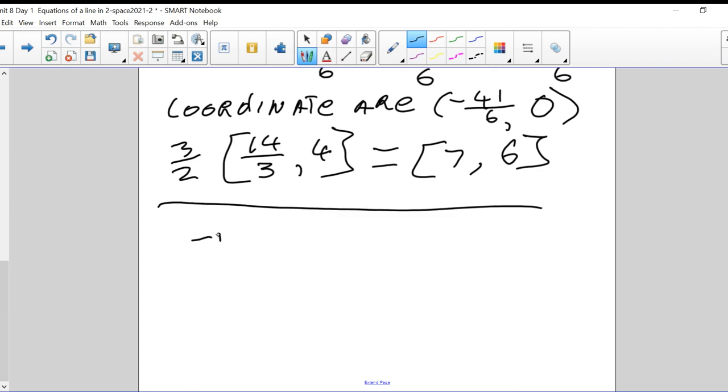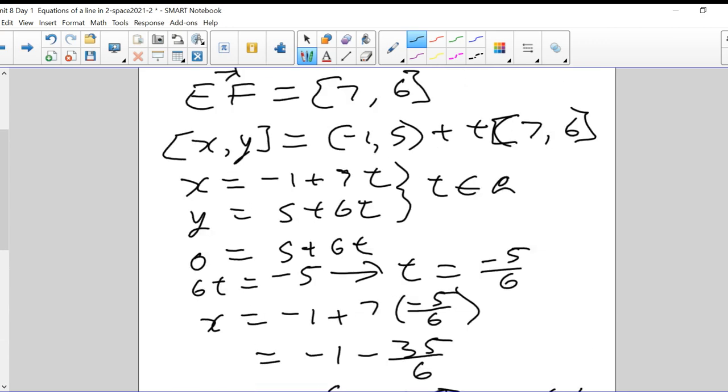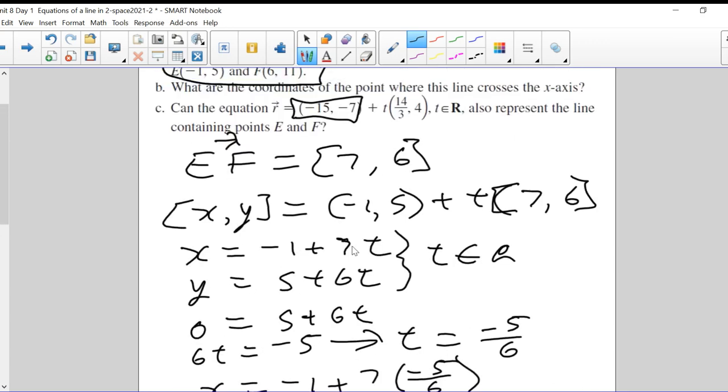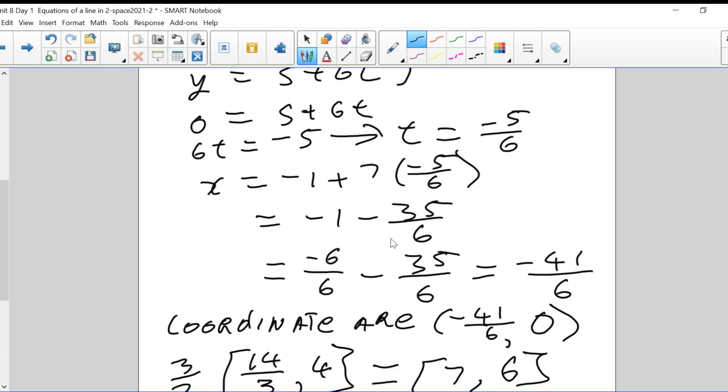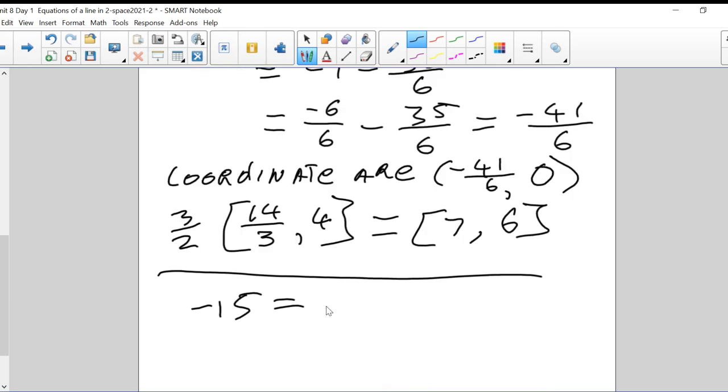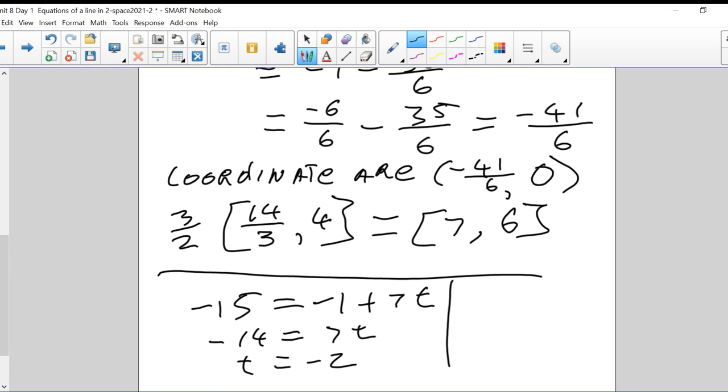So minus 15, that's my x value, is equal to, going back to the original equation in parametric form, minus 1 plus 7t. Add that over here, I'm going to get minus 14 is equal to 7t, and therefore t is equal to minus 2. We're going to test that out on the y value now.